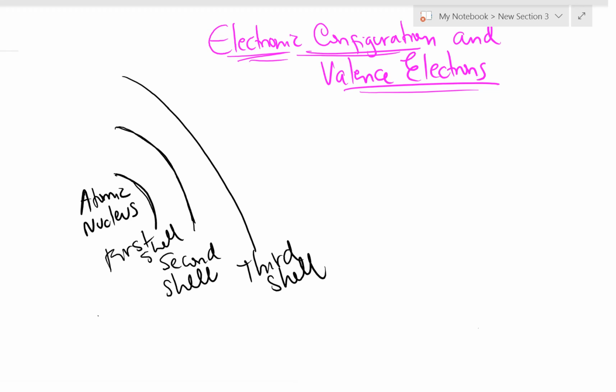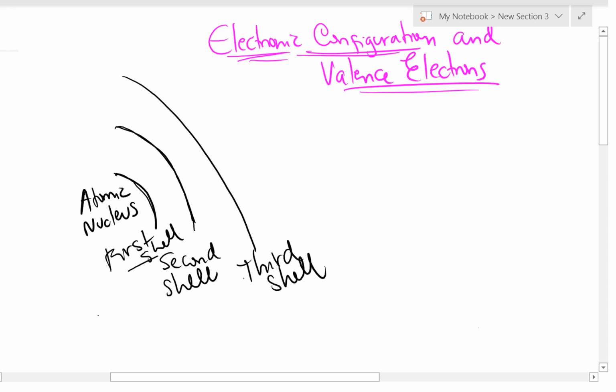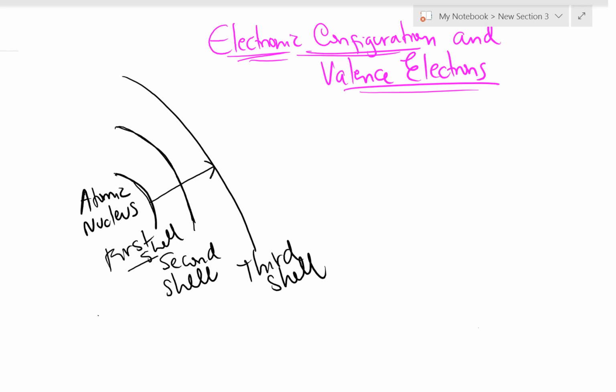Electrons move around the atomic nucleus following different levels of energy, or what we call here shells. This is a representation of the first shell, the second shell, and the third shell. Electrons can only move from the lowest energy level to the highest energy, depending on the electron's potential that they have. So from this region to this region, they are going to move depending on the potential energy.